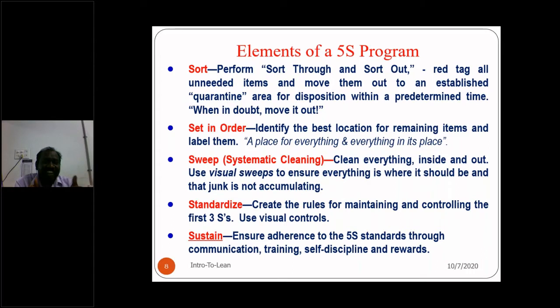In the COVID period, quarantine was the safest place for a person to sustain. Even home quarantine means we are isolating ourselves to retain our life. So we have to sort out things, set them in order in the best location, and make sure everything is in its place.